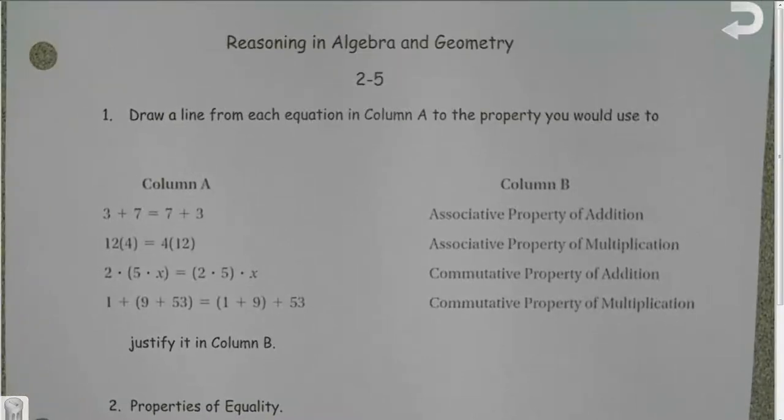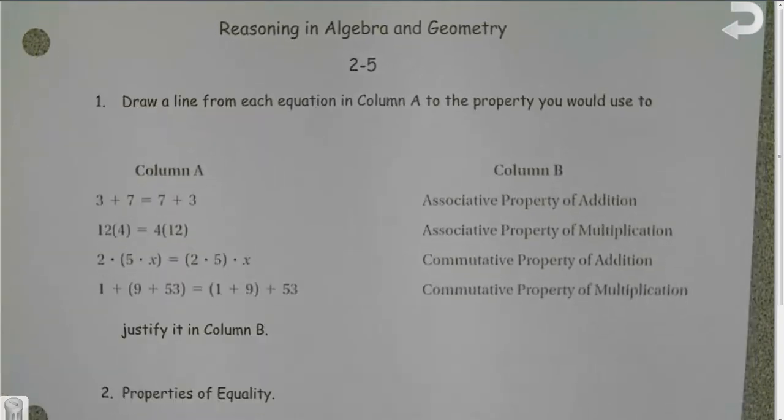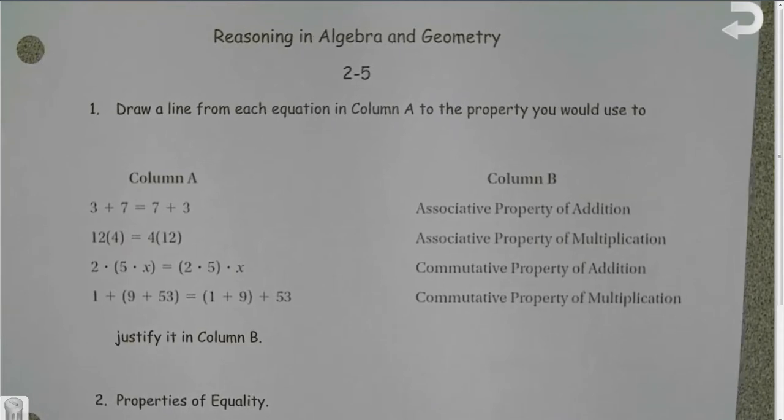Alright guys, so I'm going to handle some things real quick. This is just a review of properties from Algebra. I want to talk about associative and commutative. Obviously, we have two different ways to do associative and two different ways to do commutative.